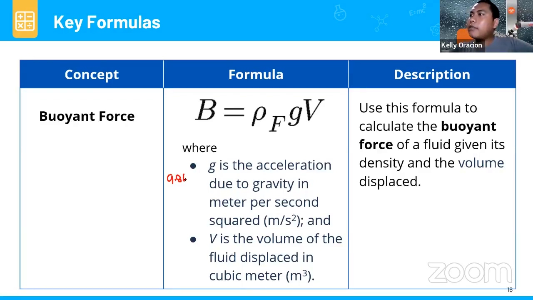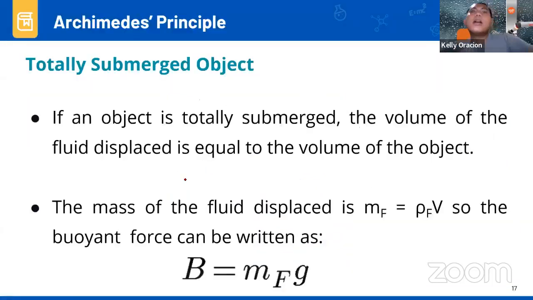Okay, next. Let's also have the totally submerged object. If an object is totally submerged, the volume of the fluid displaced is equal to the volume of the object. And the mass of the fluid displaced is equal to the density of the fluid times the volume.